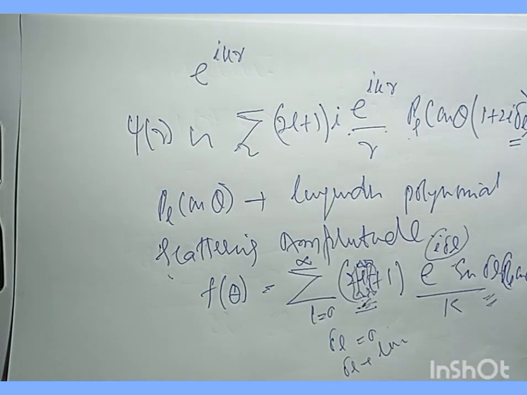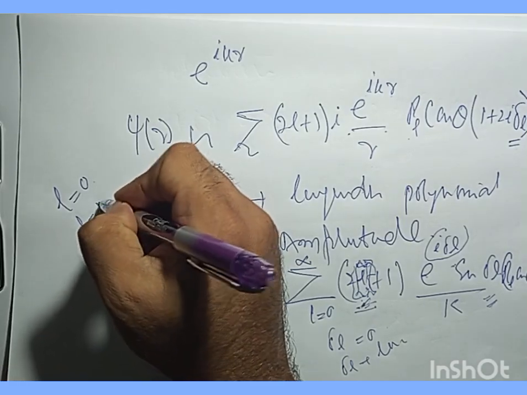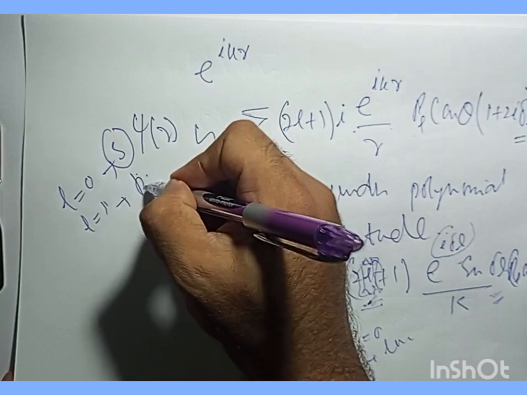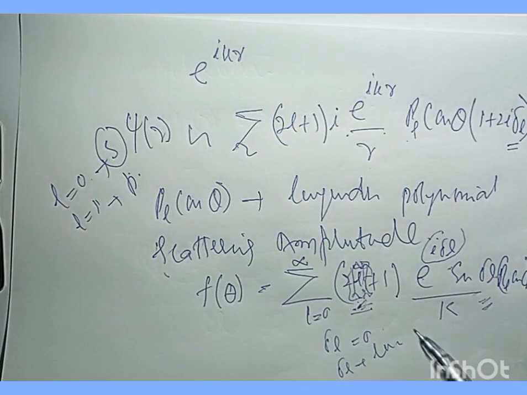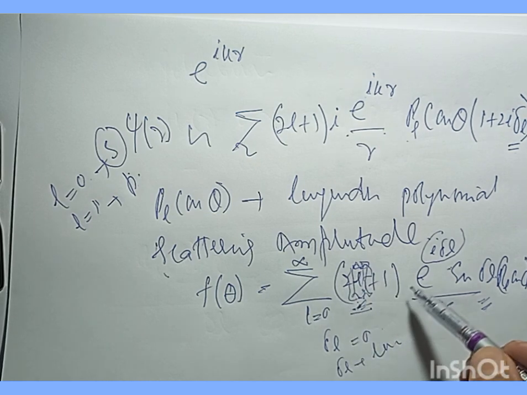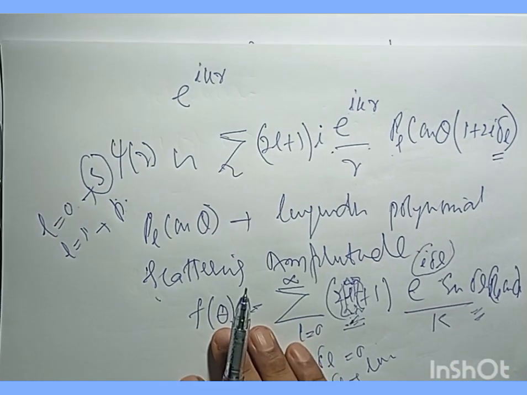That's why this partial wave analysis is confined to L equal to 0 and L equal to 1 states. L equal to 0 refers to our S state, and L equal to 1 is the P state. So it doesn't go beyond 0 and 1, because in that case we have the centrifugal barrier. We have the centrifugal barrier if delta L is large and L is large.